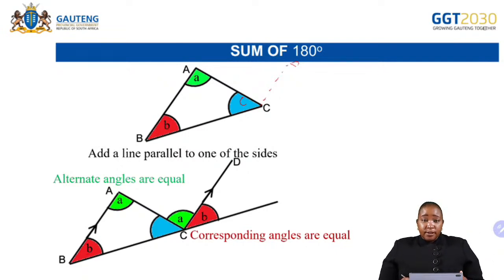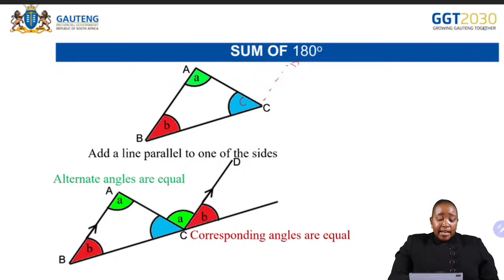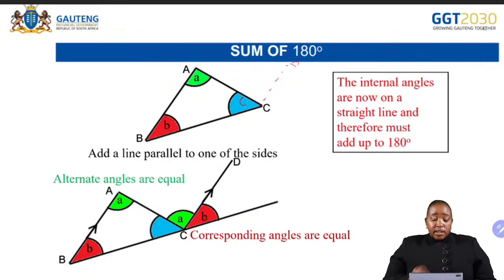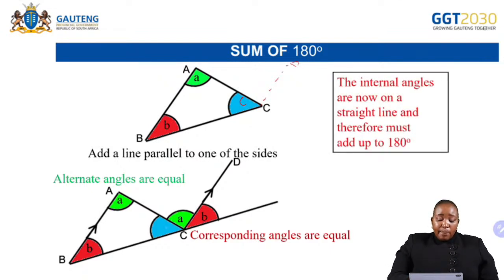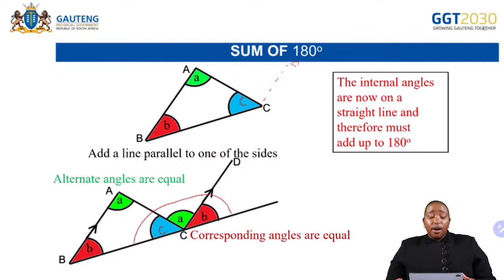Do you notice that? So we've basically taken the two angles inside the triangle and moved them outside of our triangle. Now what you need to notice is that all three, angle A, angle B, and angle C, are now on a straight line. And remember, angles on a straight line add up to 180 degrees. Do you understand how we came to say that the interior angles of a triangle add up to 180 degrees?